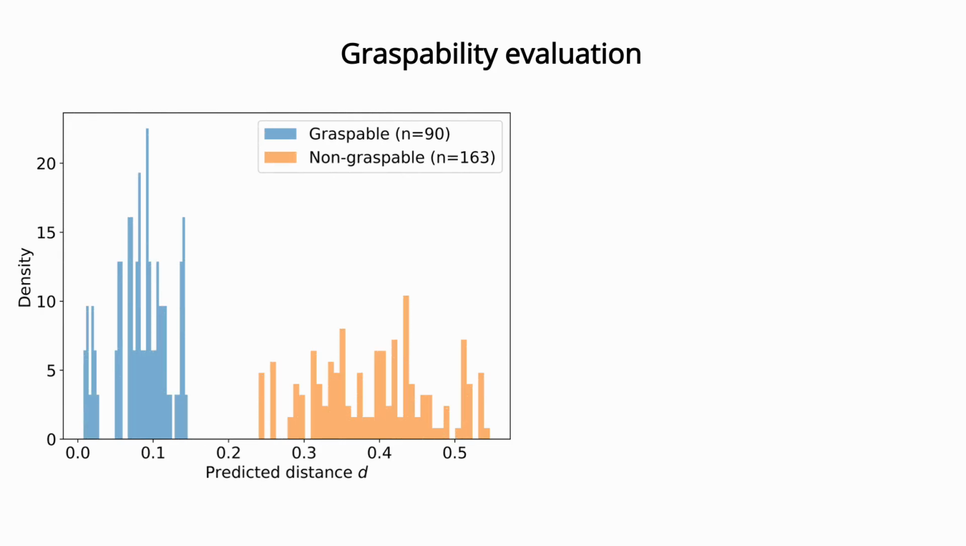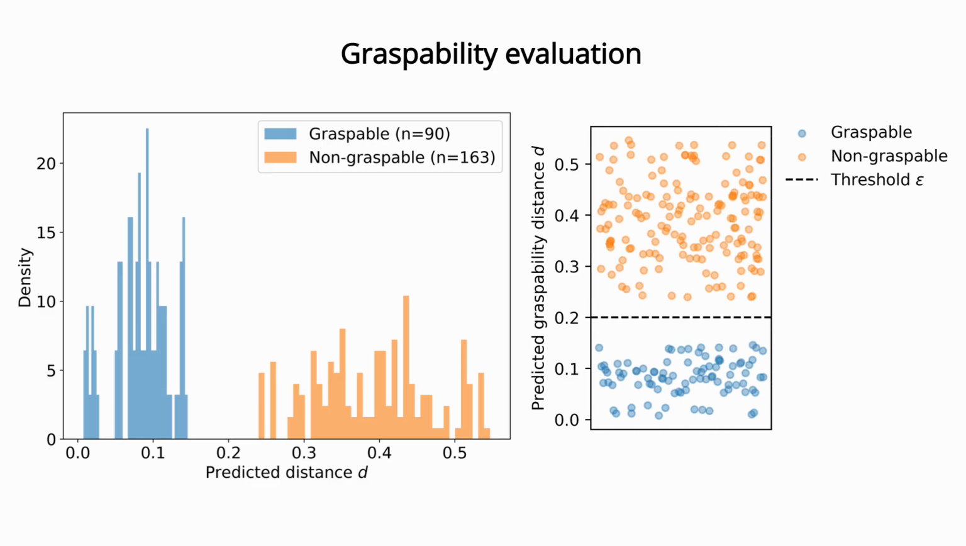We further evaluate the predicted graspability distance. Graspable configurations consistently produce smaller distances than non-graspable ones. A simple threshold can clearly separate the two groups, enabling the robot to automatically stop manipulation and execute the grasp.